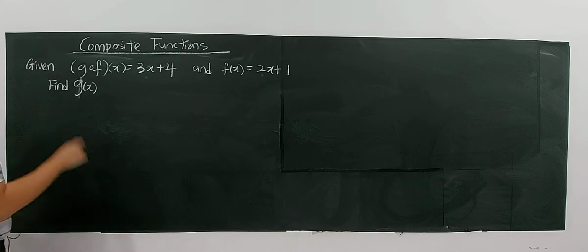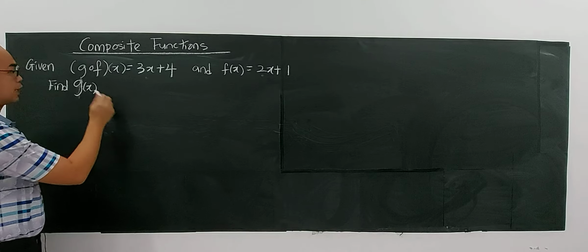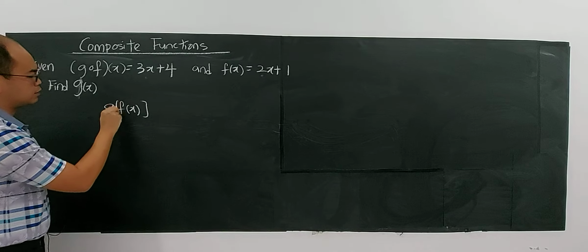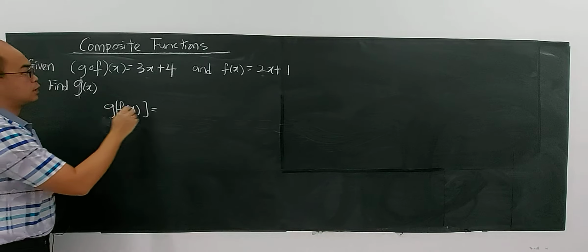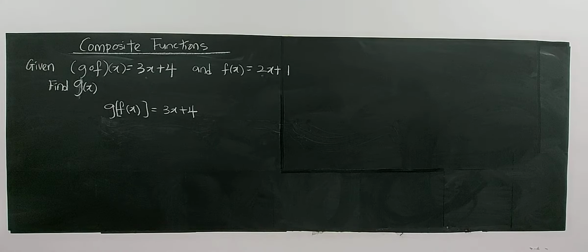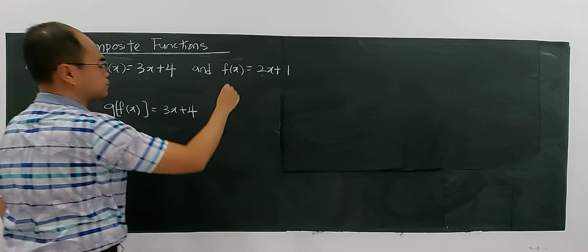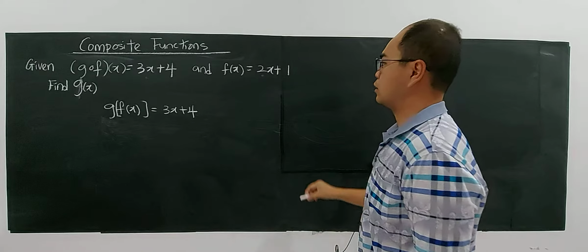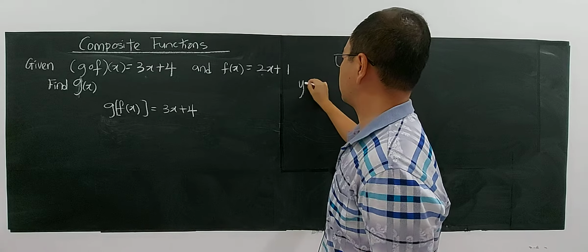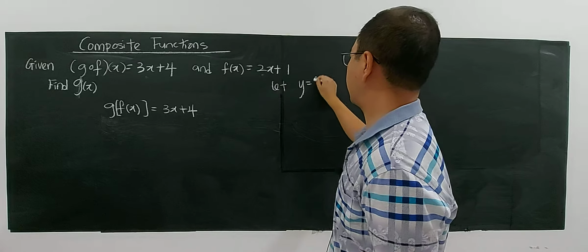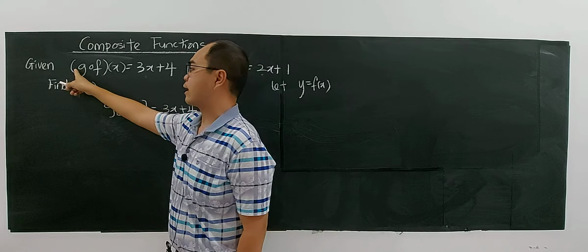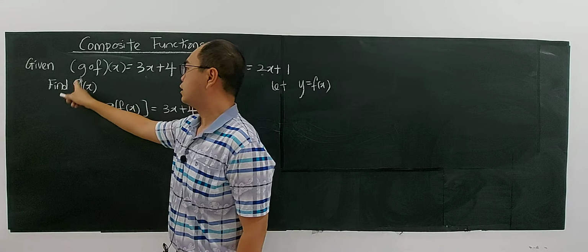So how do we find the function g(x)? Very simple. You can use the technique where you know that g(f(x)), which is the input for g, is 3x plus 4, and f(x) is given. So f(x) is 2x plus 1. You're going to let y equal f(x). This is a technique where you need to find g(x). You want to find the second function given the first function.